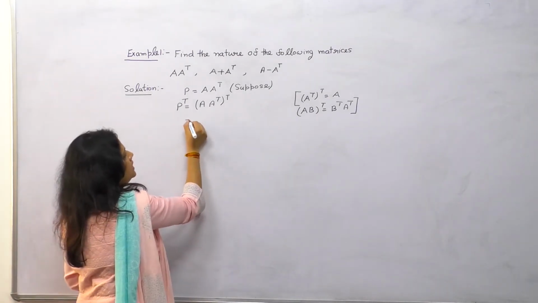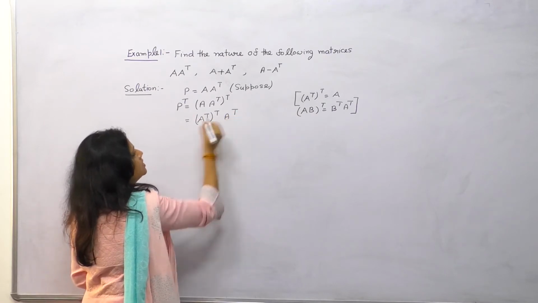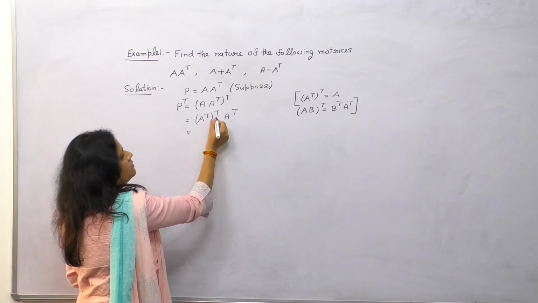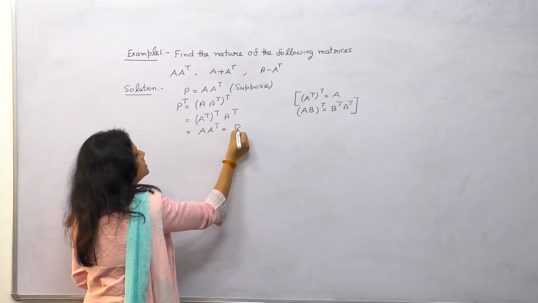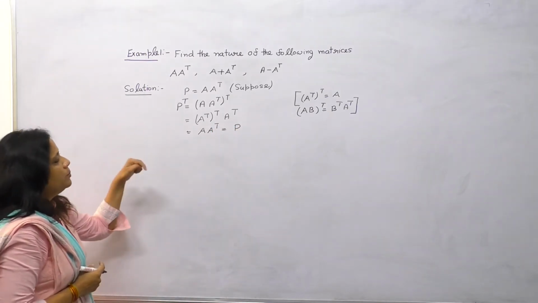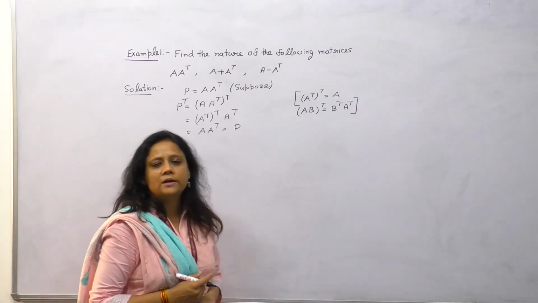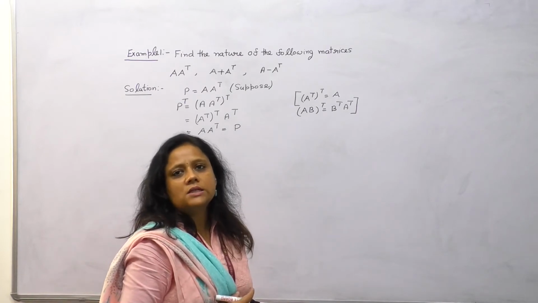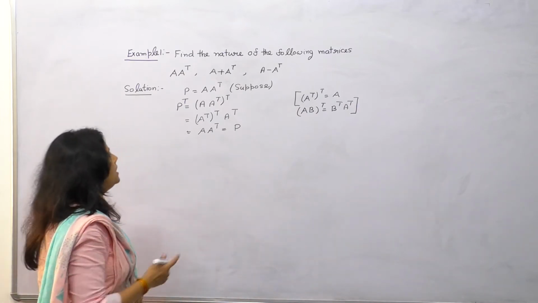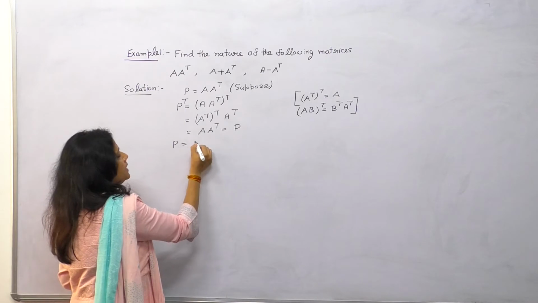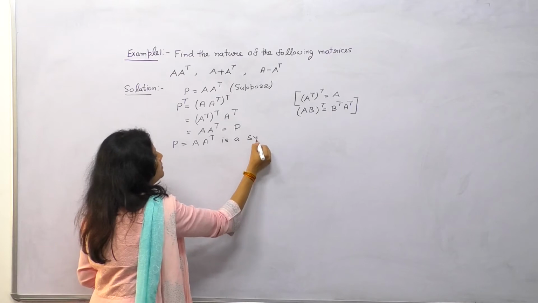Using this property, this can be written as A transpose of transpose and A transpose, and this can be written as A transpose A, and this is P. So this is the definition of the symmetric matrix. If we recall, a square matrix is said to be symmetric if A transpose is equal to A. That means P, that is A A transpose, is a symmetric matrix.